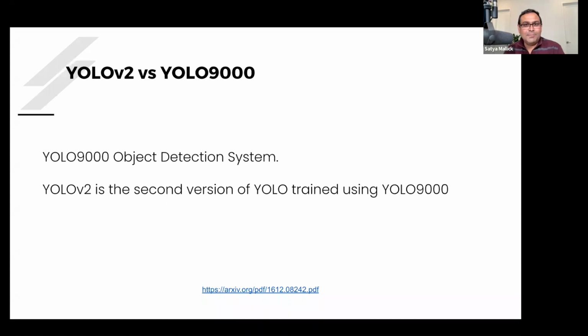So the next model in this family is called YOLO V2. The paper was called YOLO 9000. So YOLO 9000 is the system that they used to train. The actual model is YOLO V2. So interchangeably, most people call it YOLO V2, but if you read the paper, it will be called YOLO 9000. And the word 9000 comes from the fact that it can detect 9,000 categories of objects.